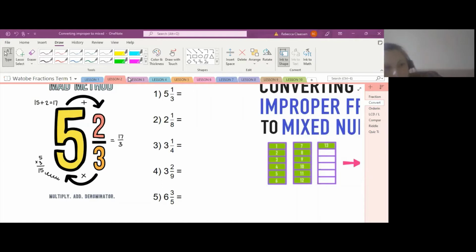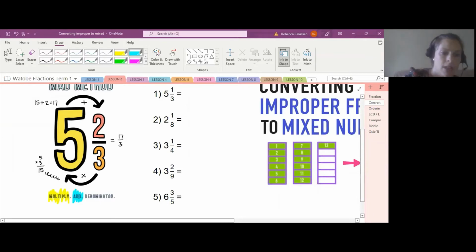And I found this thing, which is quite cool. It's called the MAD method, right? So first you multiply, then you add, and then you write it on top of your denominator. Okay, so it's the MAD method of improper fractions.